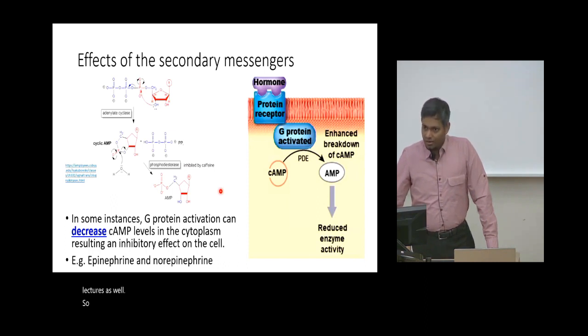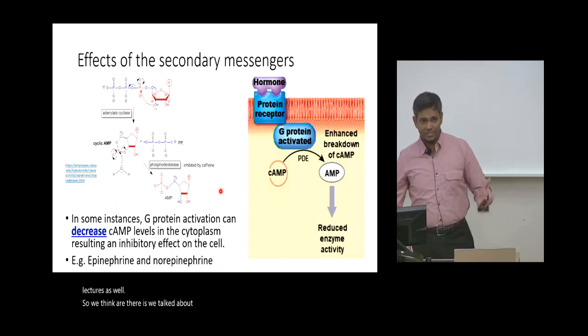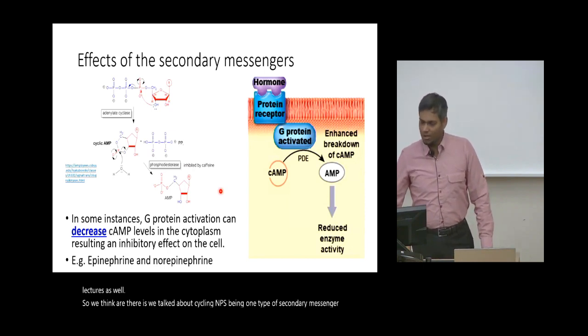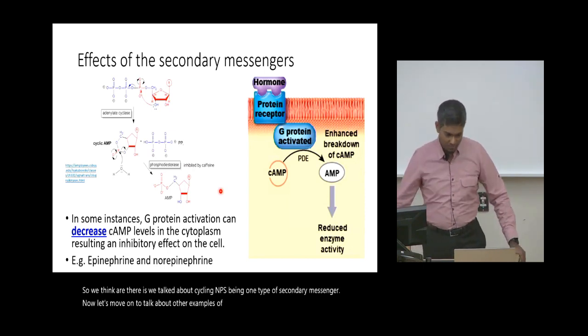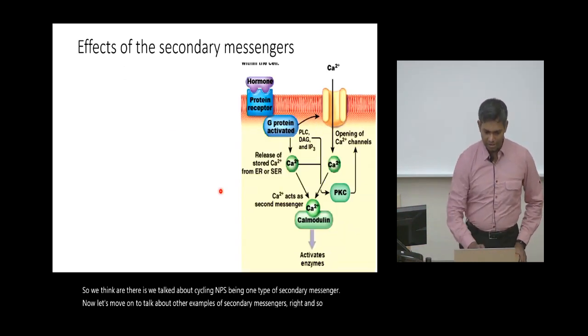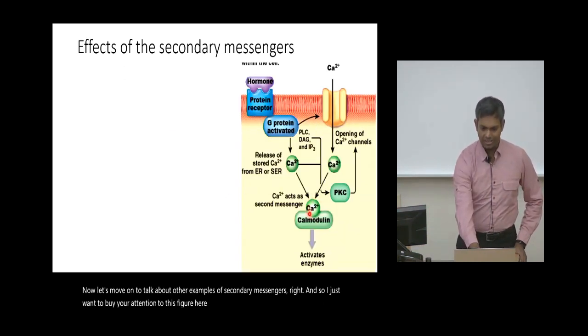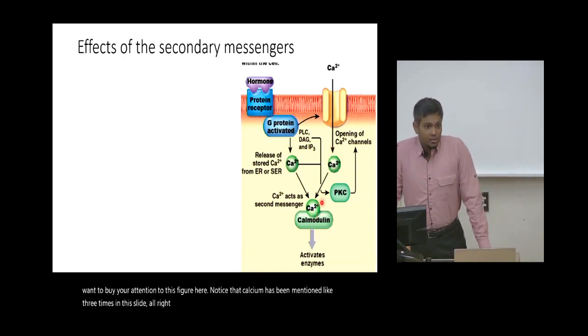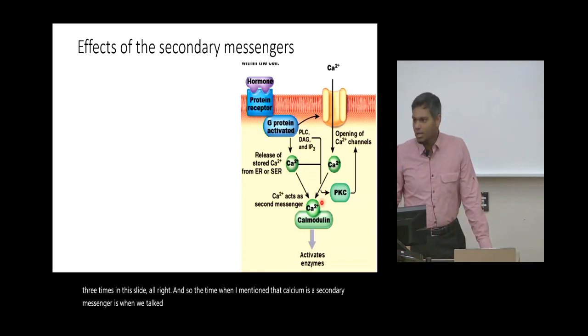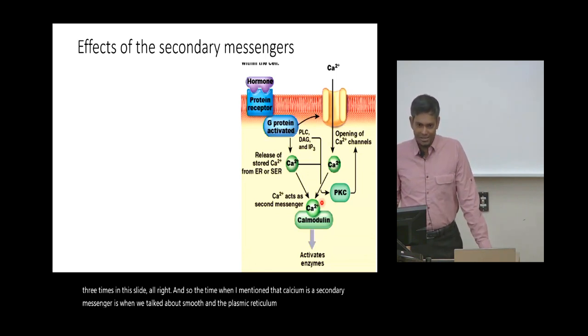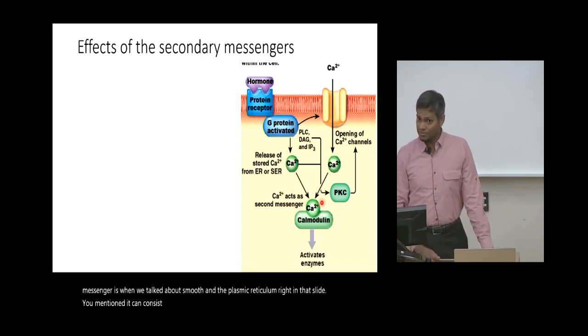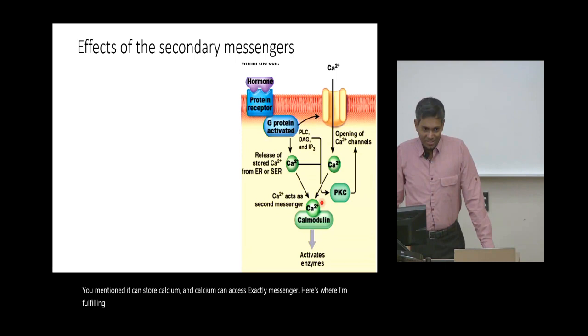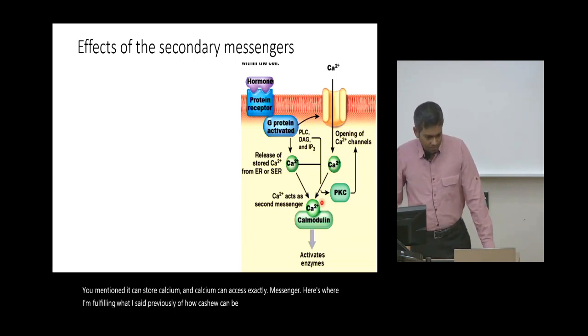We talked about cyclic AMP as being one type of secondary messenger. Now let's move on to talk about other examples of secondary messengers. I just want to draw your attention to this figure here. Notice that calcium has been mentioned about three times in this slide. The time I mentioned that calcium is a secondary messenger was when we talked about smooth endoplasmic reticulum. In that slide I mentioned it can store calcium, and calcium can act as a secondary messenger. Here's where I'm fulfilling what I said previously of how calcium can be a secondary messenger.